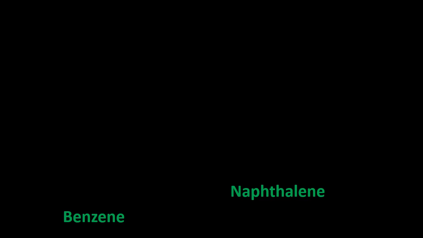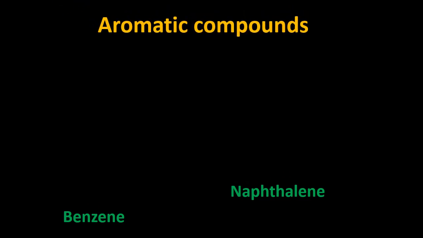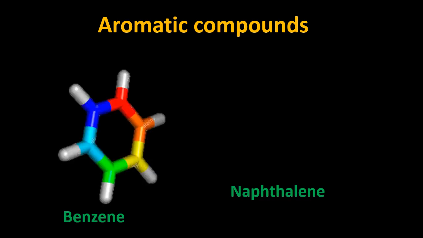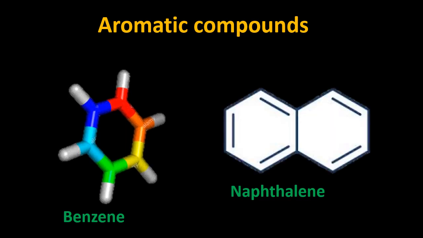Now let's take an example of aromatic compounds: benzene and naphthalene. This is benzene, having 6 carbon atoms joined together with alternating double bonds. And this is naphthalene, in which 2 benzene rings join together.